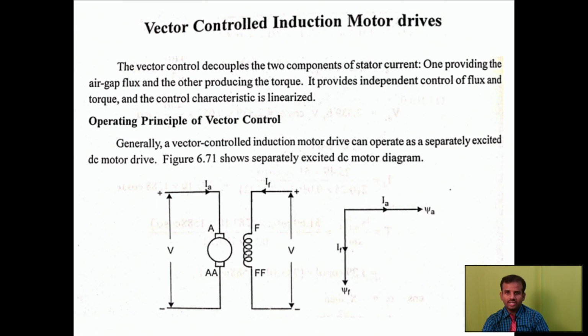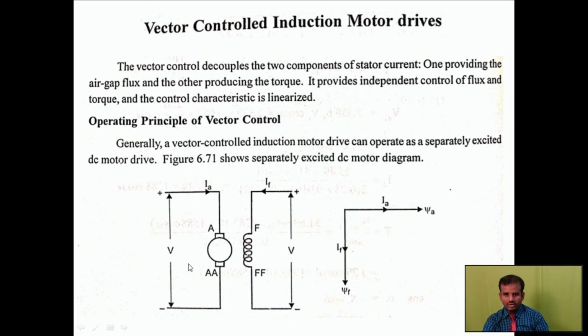The next one is vector controlled induction motor drives. Vector control decouples the two components of the stator current, one providing the air gap flux and the other producing the torque. So it provides independent control of flux and torque, and the control characteristics are linearized by this independent control of flux and torque.